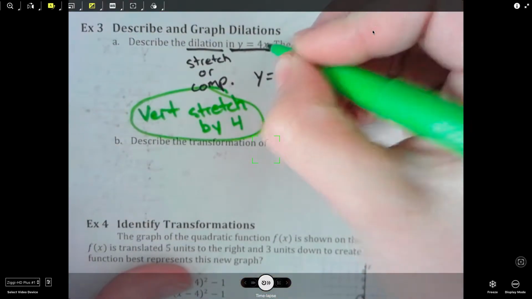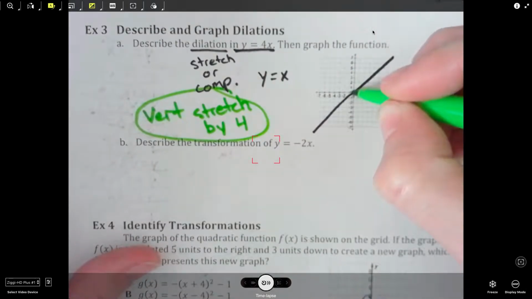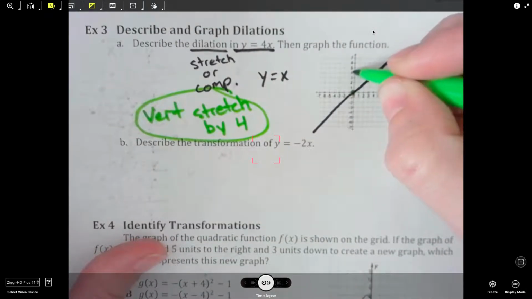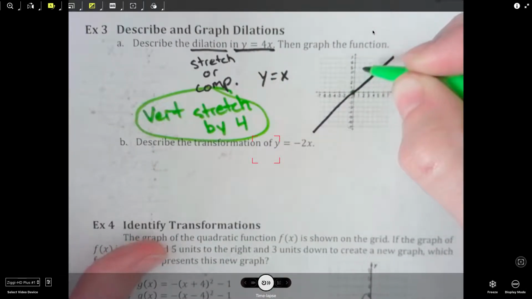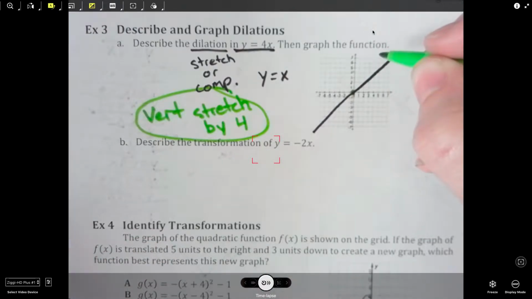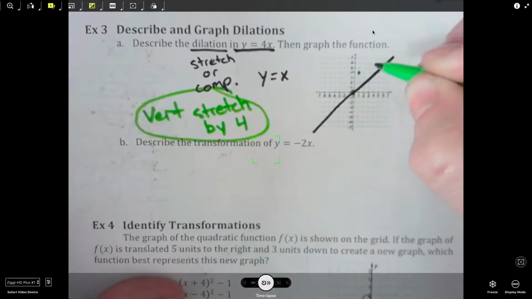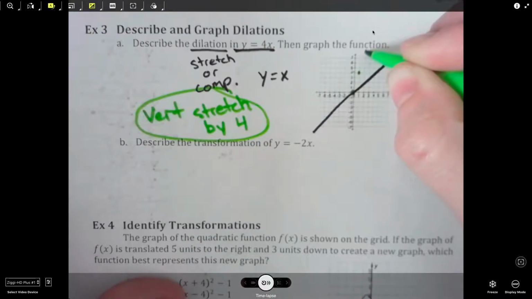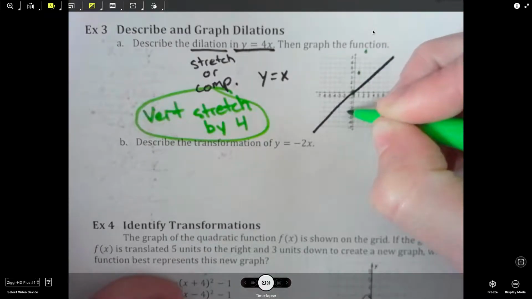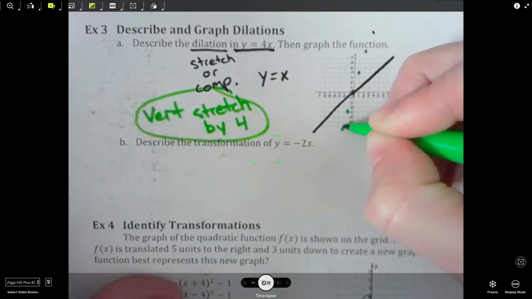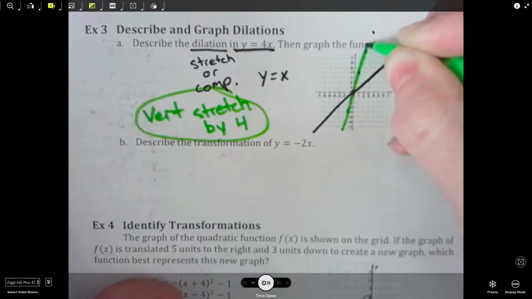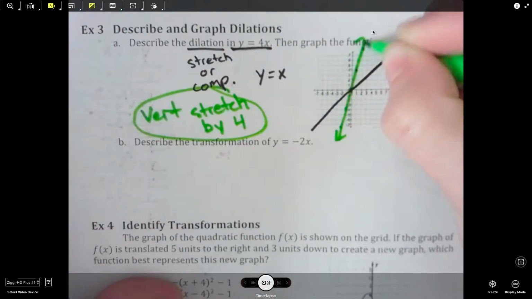So we know what this looks like. You start at 0, 0, and instead of up 1 over 1, my slope is 4. Up 4 over 1, or down 4 to the left 1. And this is what my function looks like. That's what happens if you make it 4 times as tall.